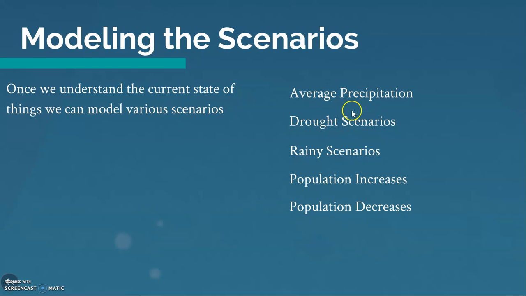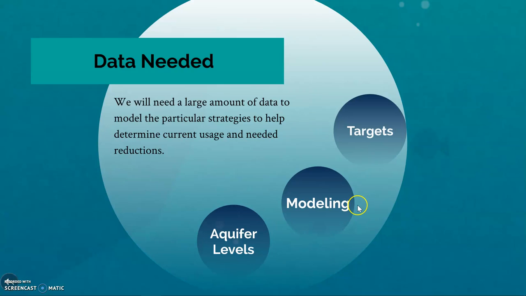We also want to adjust our goals of reductions based on precipitation and some natural weather and natural phenomena that are occurring. For example, we can say, okay, if the average precipitation over the course of 20 years is X, we can model how much we need to reduce during average precipitation years. We also can do drought scenarios, rainy scenarios if we have a wet year. We also need to look at population increases and decreases, how much demand is going to be needed for future generations and how we accommodate for that.